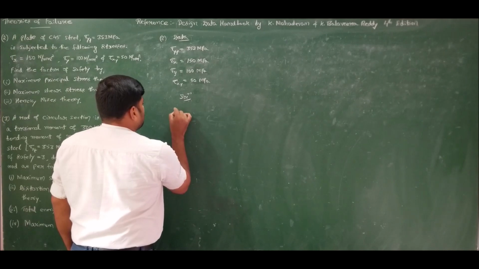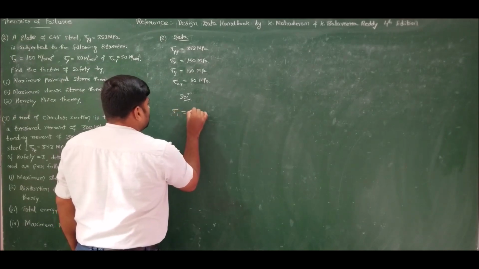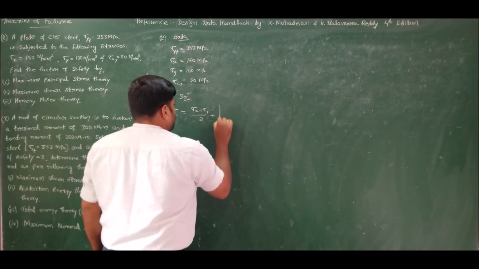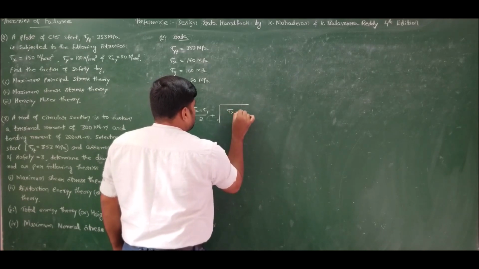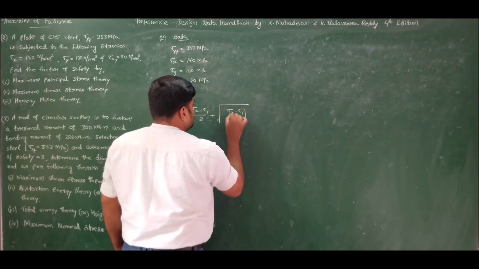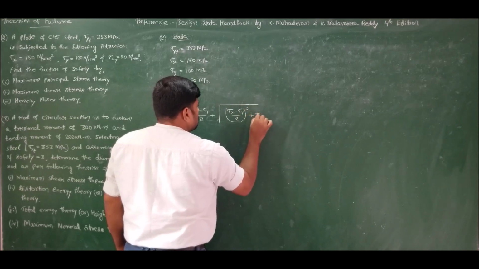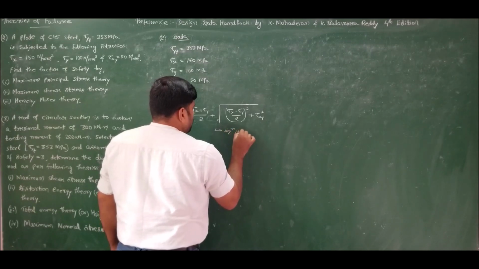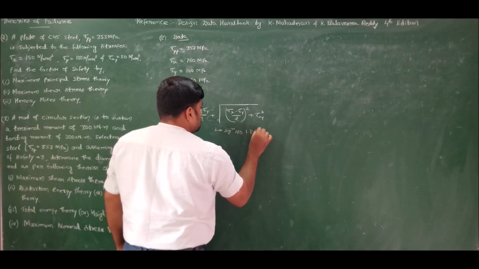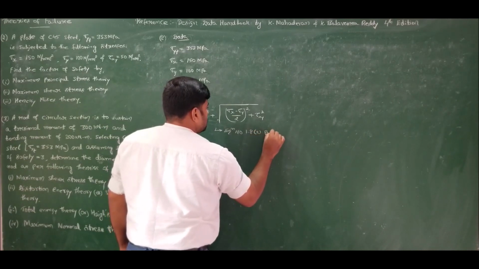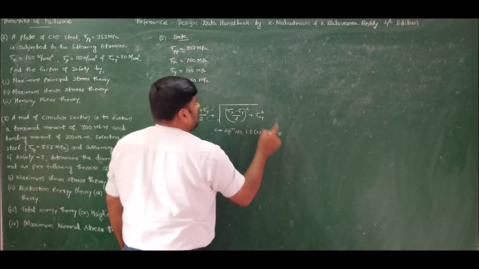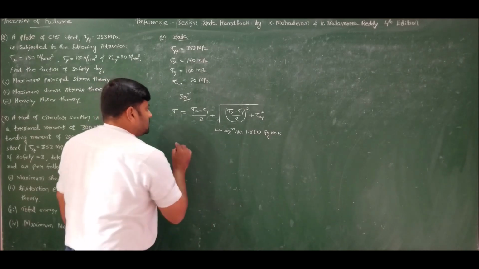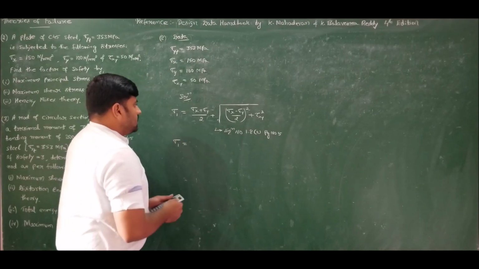We know that maximum principal stress sigma 1 is equal to sigma x plus sigma y by 2 plus root of sigma x minus sigma y by 2 whole square plus tau xy square. This is equation number 1.8c, referring to page 5 of our design data handbook written by K. Mahadevan and K. Balaveera Reddy. We are referring to the 4th edition. Now if I substitute and solve, I will get the value of sigma max.